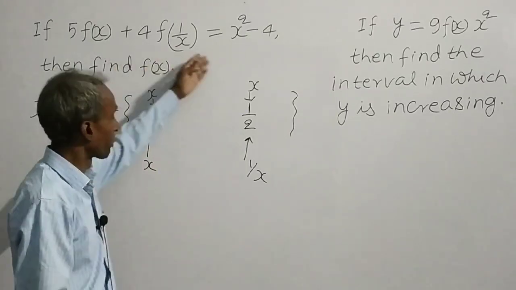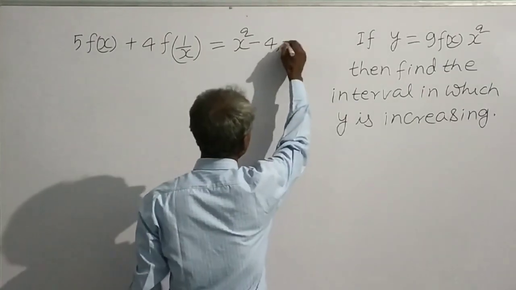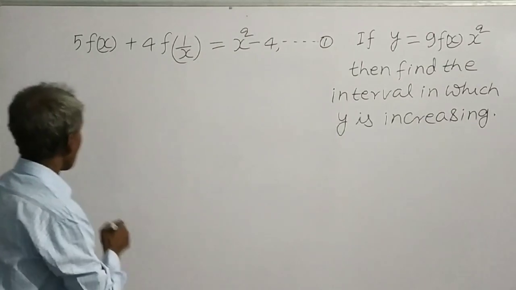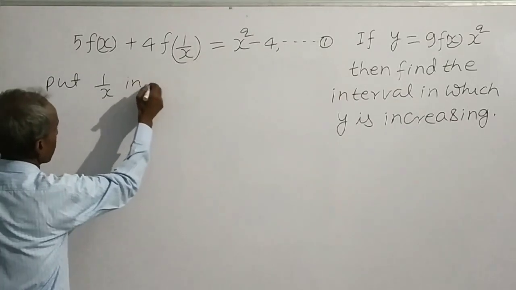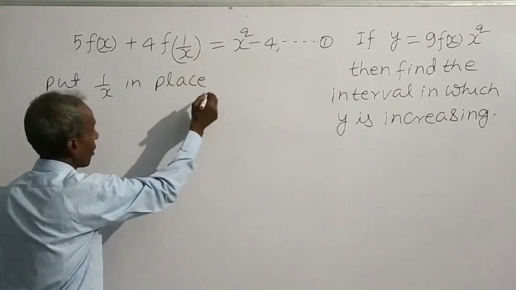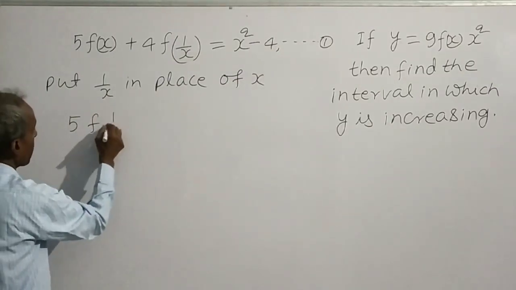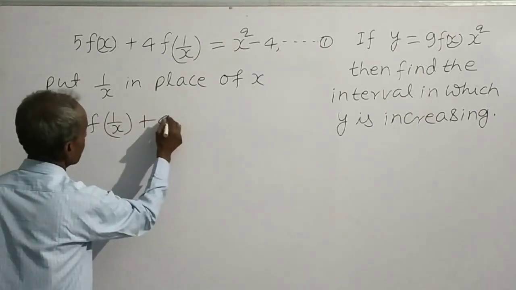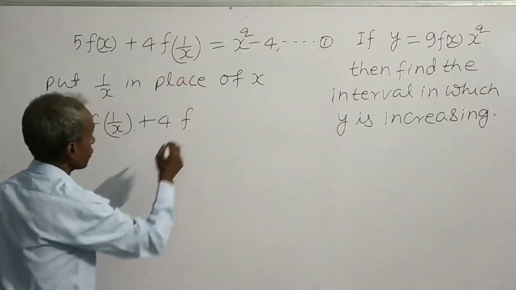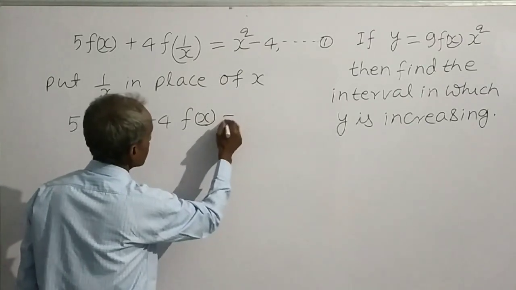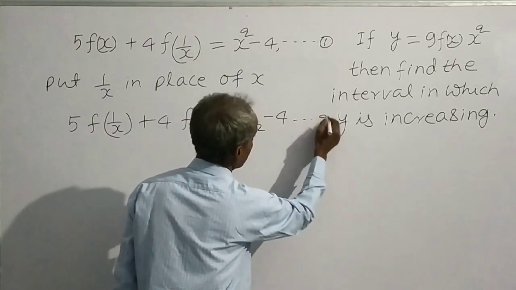Now we will solve this problem. This condition is given. We suppose this as equation 1. Now we put 1/x in place of x. Then we get 5f(1/x) plus 4f(x)/x² equals 1/x² minus 4. Suppose this is equation 2.